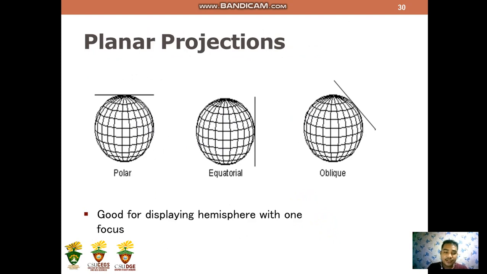For planar projection, this is good for displaying a hemisphere with one focus. And it has three aspects. In the polar aspect, the plane is placed at the pole. In the equatorial aspect, the plane is placed at the equator. And oblique is anywhere else, as long as it is not equatorial and not polar. From the word itself, oblique means tilted or on the side.